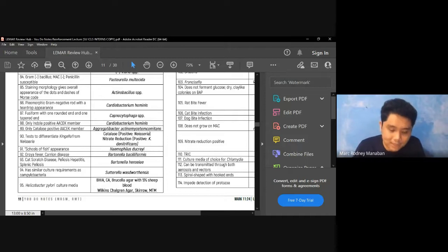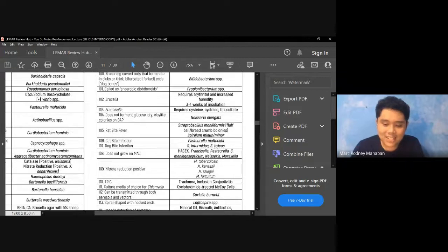Alright. Now, bacteria na similar culture requirements with Campylobacter, you have Sutterella wadsworthensis. Wadsworthensis. Okay. H. pylori culture media, as you can see, you have Campy agar, Brucella agar, Wilkins-Chalgren agar, Skirrow, and pwede po siyang MTM, modified Thayer-Martin. So, makatubo siya sa imuha ni Syria na culture media. Skirrow, dears, this is really for Campylobacter. So, where possible po si H. pylori na mutubo din.